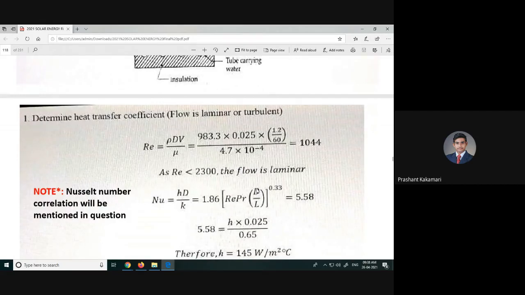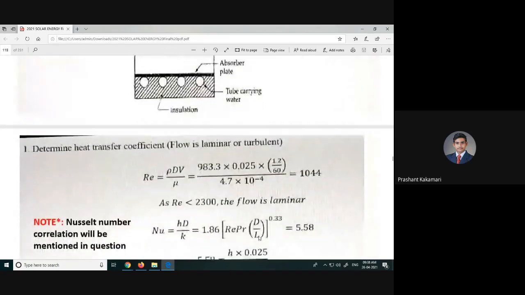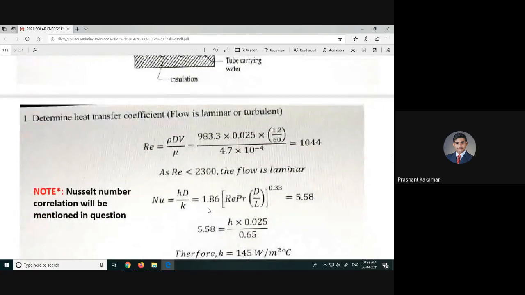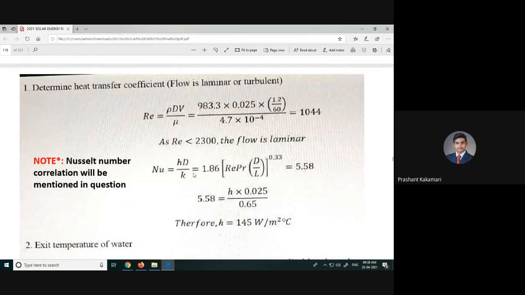So diameter is 0.025 meters. Length is 3 meters. So 3 meters length I will consider. Then I can find out this Nusselt number as 5.58. Now, once this non-dimensional Nusselt number is known, using this in the regular formula, I can find out this unknown H value. So H value comes to be 145 watt per meter square degree centigrade.